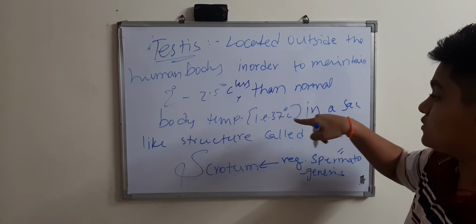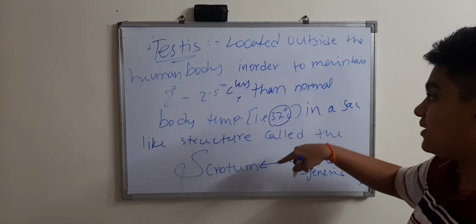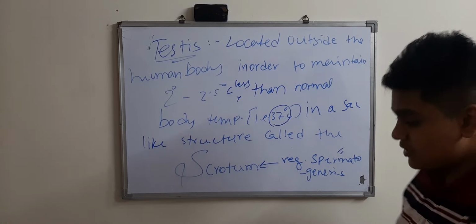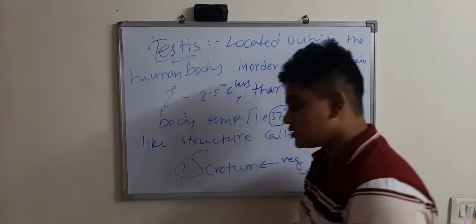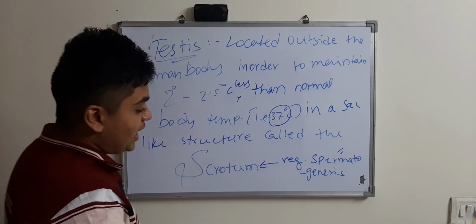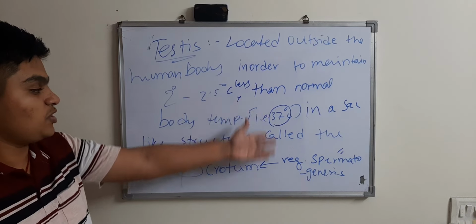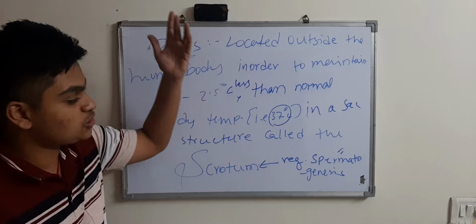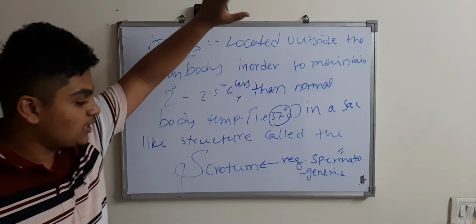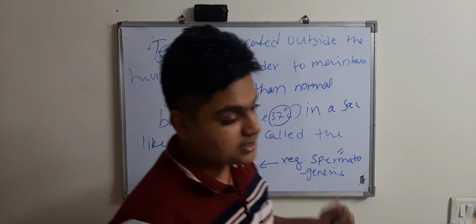If the temperature is more, that is 37 degrees, the sperms would die. If the temperature is too low, then the sperms would freeze. Then there is no sperm production and males become infertile or sterile. So that is why the optimum temperature required for the spermatogenesis process is 35 to 35.5 degrees Celsius, and that is provided in the sac-like structure called scrotum to the testis.